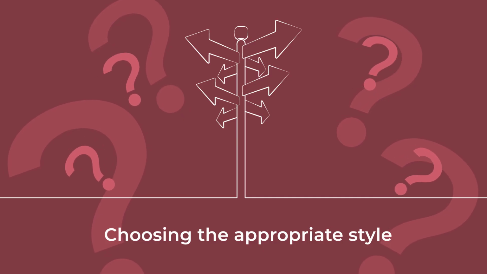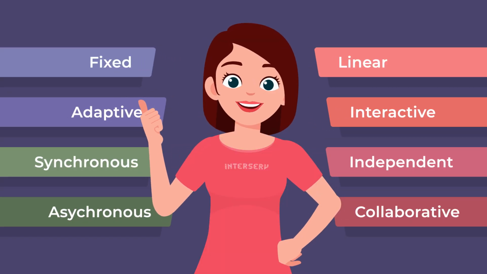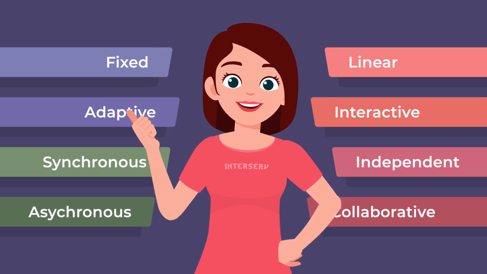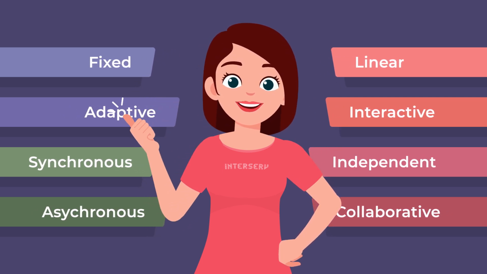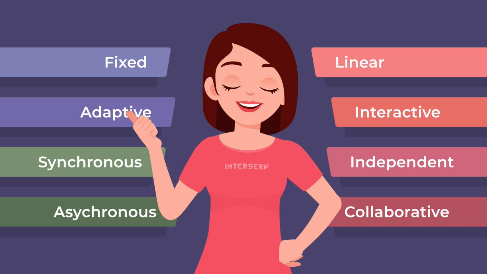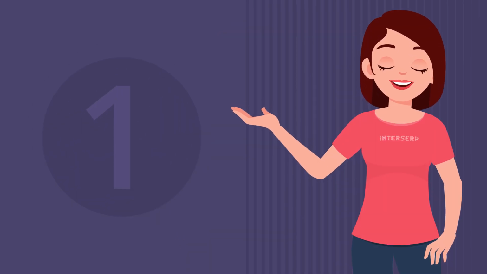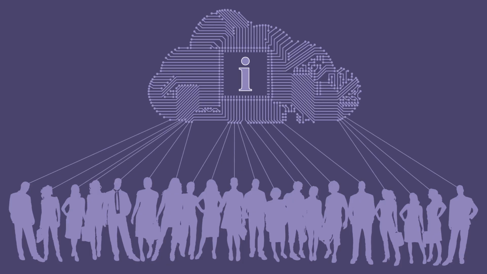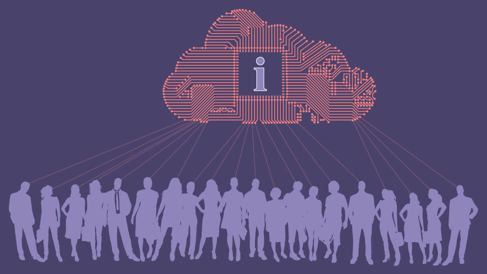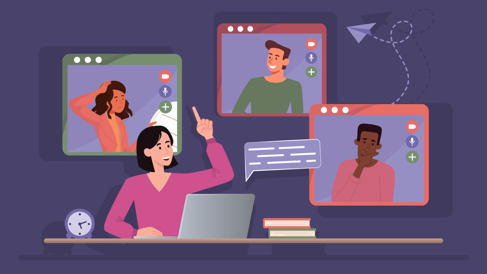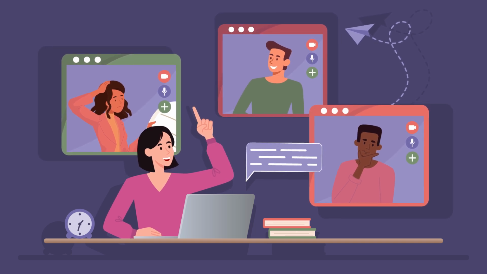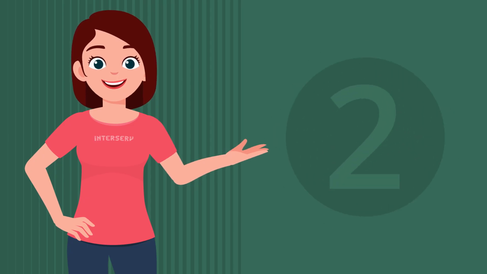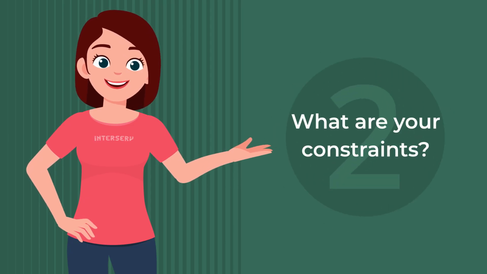Choosing the appropriate style. Throughout our series, we've gone through 8 different types of e-learning, which you can base your content around. There are some key questions you can ask yourself to determine which suits your needs best. 1. What are your objectives and priorities for your learning content? For example, do you simply want to make information accessible? Or is the material something that needs to have an instructor on hand to make sure they can answer questions straight away?